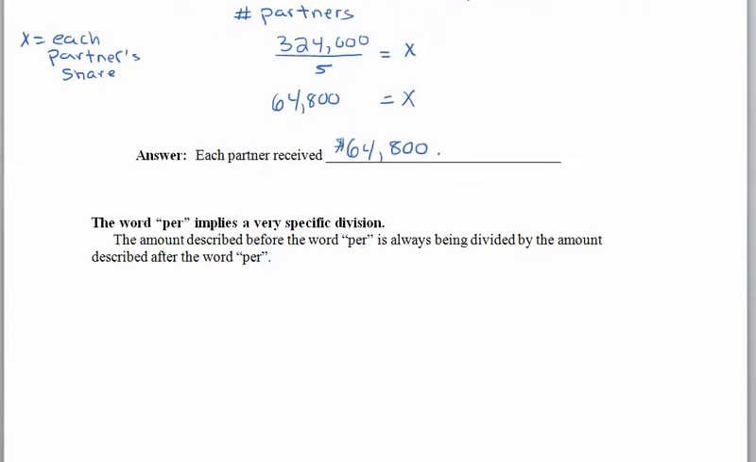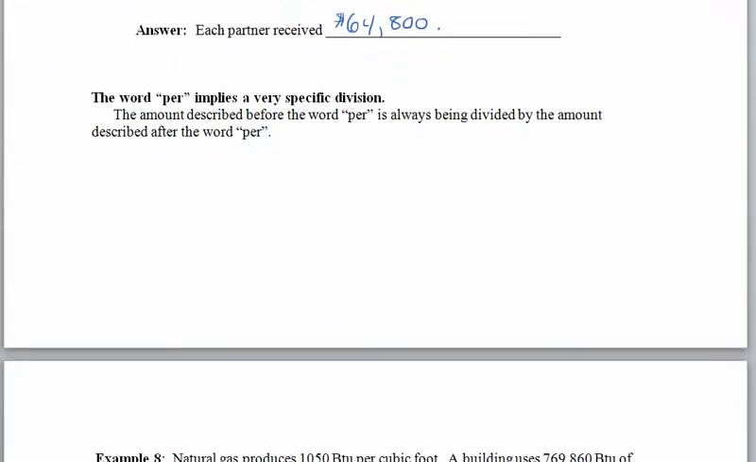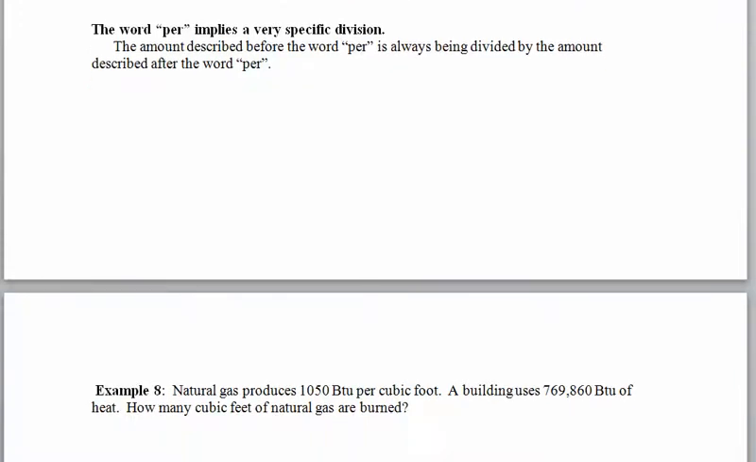For the rest of our class this semester, we're going to be seeing a lot of the word per. And the word per implies a very specific division. Whatever is before the word per is always being divided by whatever comes after the word per.